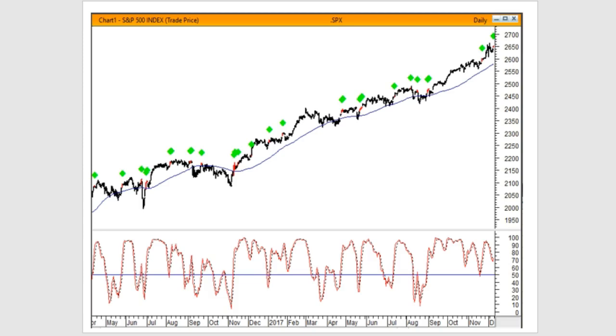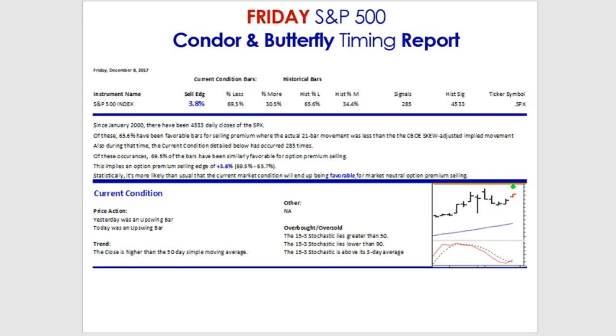Let's go to the first report, the Condor Butterfly Timing Report. This answers the question, based upon the current market condition and how much it's happened in the past, is now a good time to put on a condor or a butterfly campaign? All right, and so to answer that, here's the report.